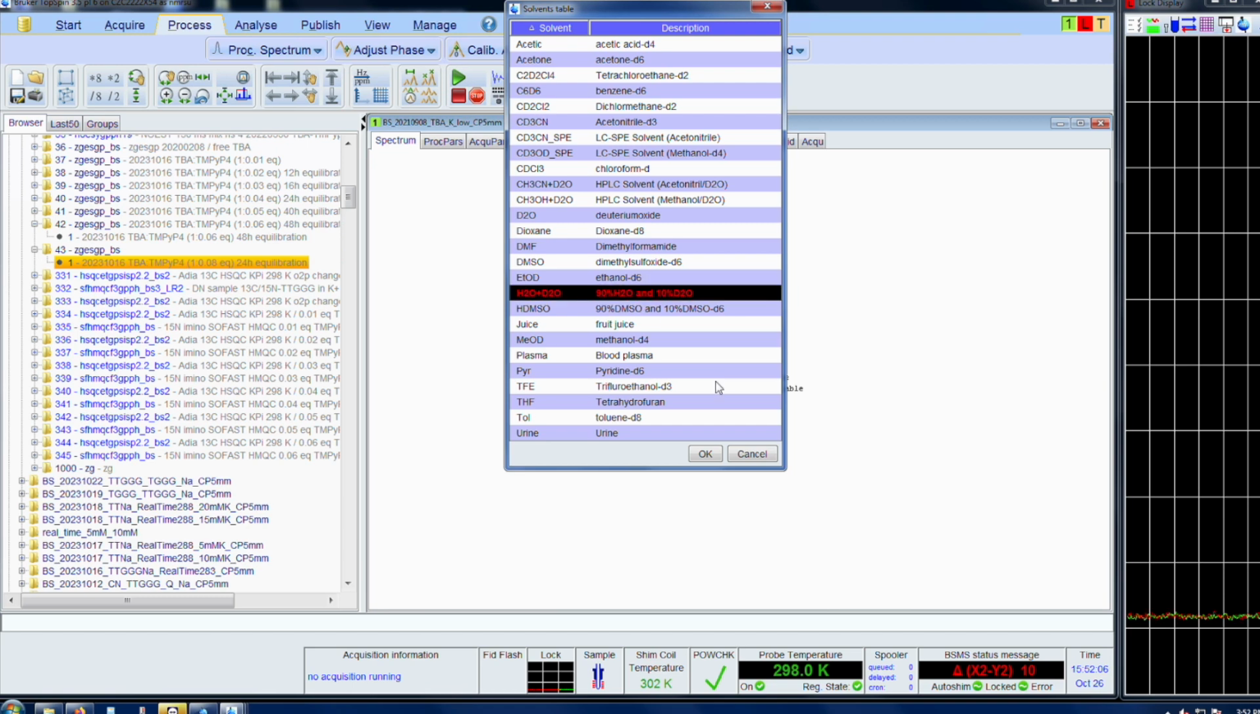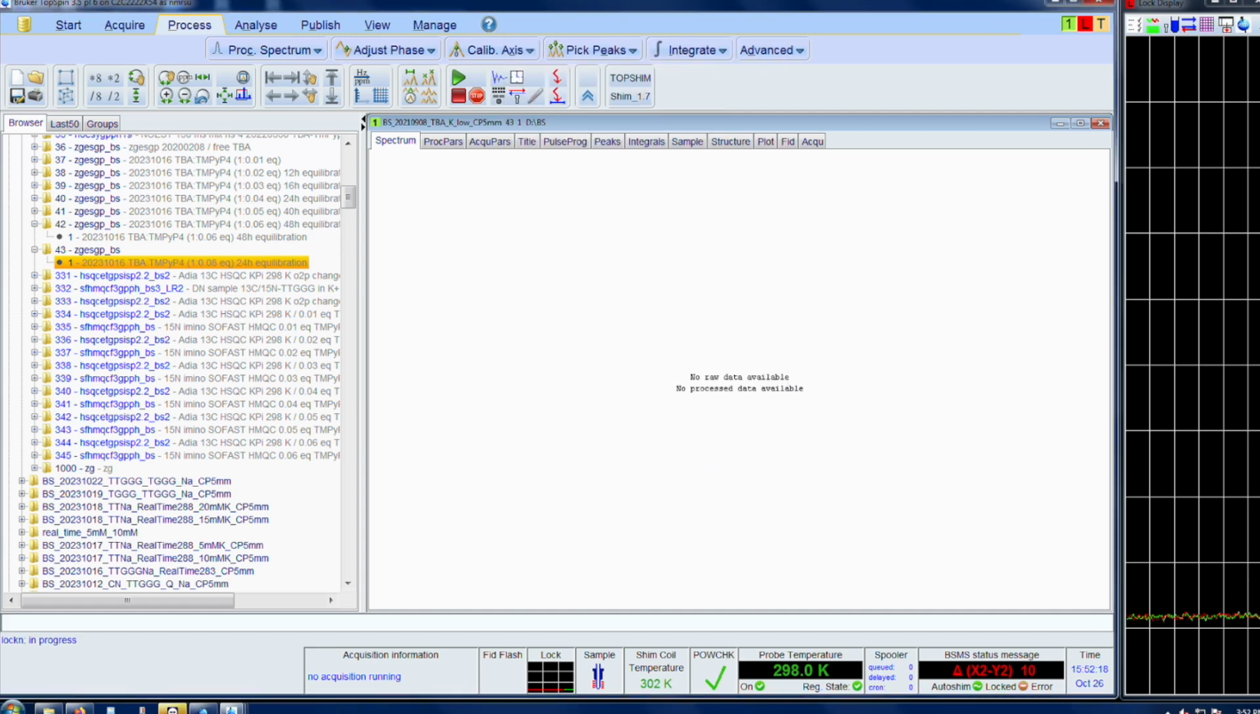You carefully choose the solvent that is required. In this case, since we are using an aqueous solution with 10% D2O, we end up choosing 90% H2O with 10% D2O in it. The moment you do this, on the right side of your screen, you'll be able to see the lock display, which is going to give you an idea on whether the instrument is locked or not.